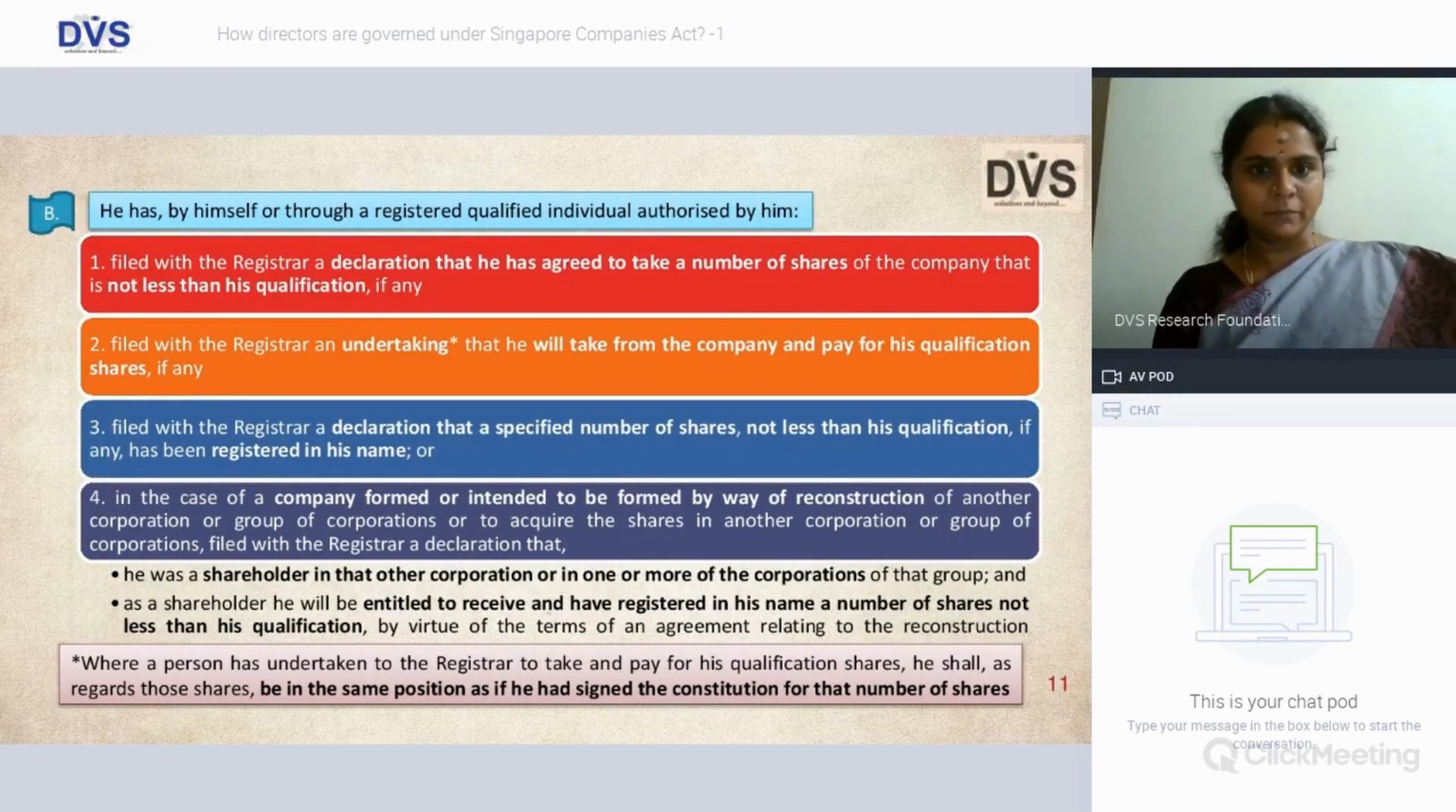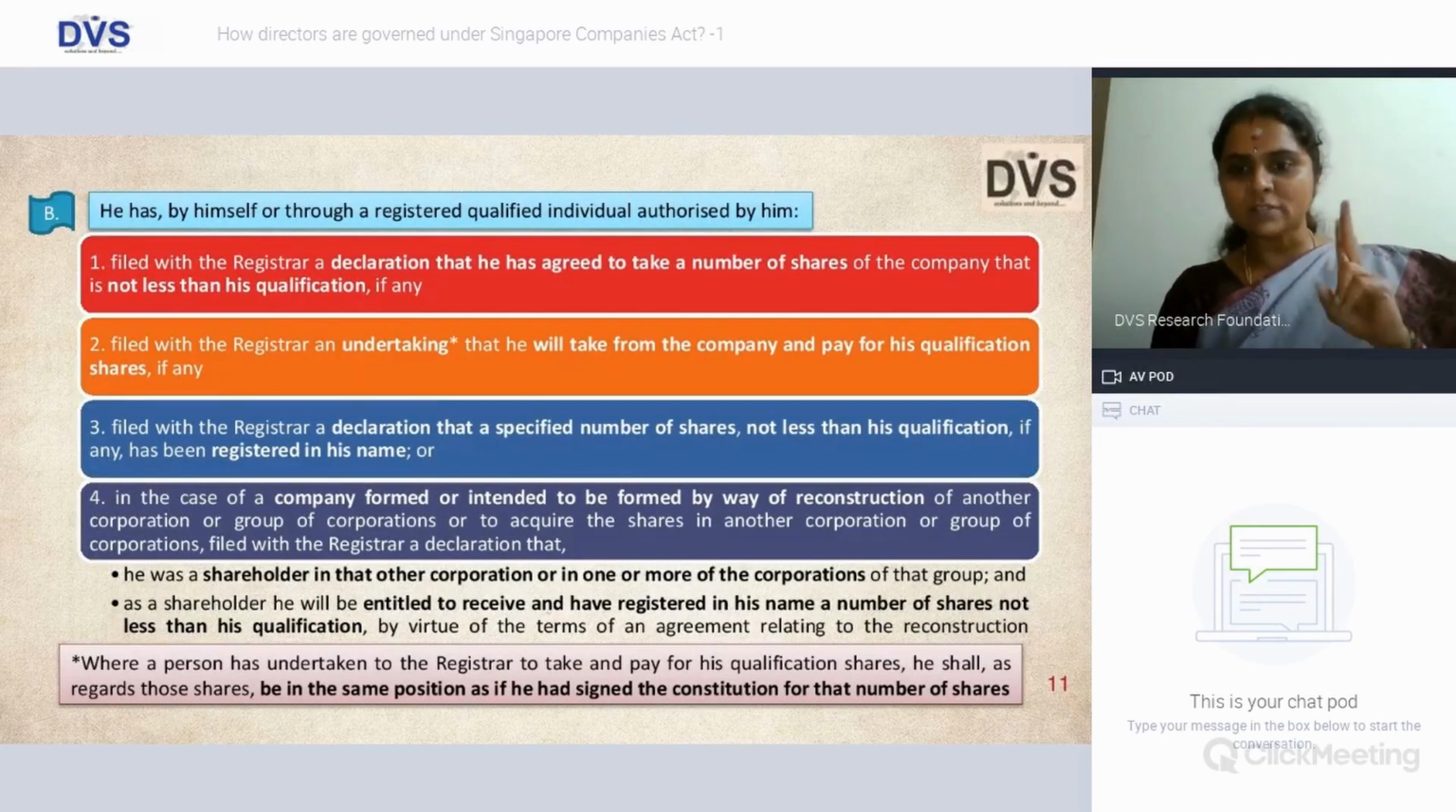So he has, by himself or through a registered qualified individual authorized by him, first he should file a declaration that he takes the minimum number of qualification shares. Then an undertaking that he will take such qualification shares, and this undertaking is different from the declaration because he is agreeing to make the payment for the qualification shares.